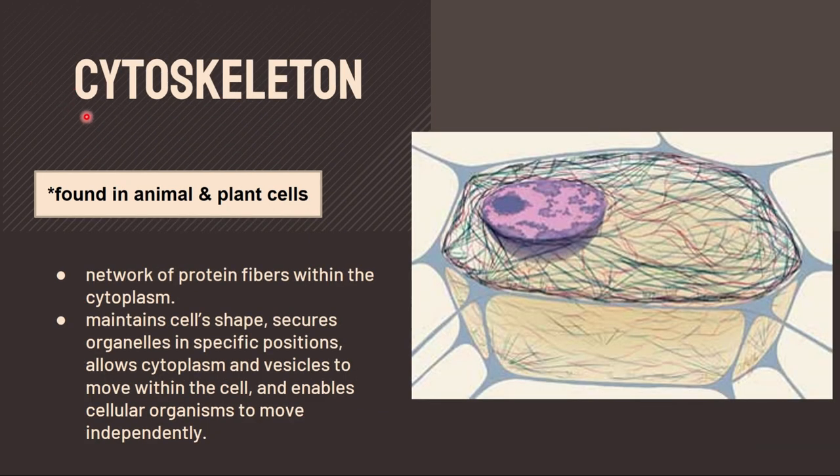Next, we have the cellular component called cytoskeleton. So cytoskeleton is found in both animal and plant cells. So the structure of cytoskeleton is made up of a network of protein fibers within the cytoplasm. So atong cytoplasm, dili ra na siya space filled with fluid. So it has protein fibers. So ang function sa cytoskeleton is that it maintains cell shape.